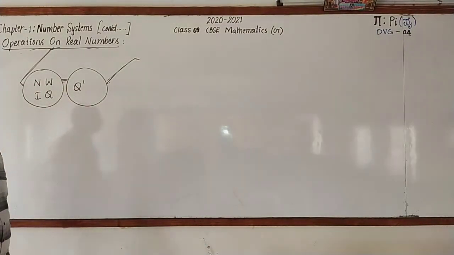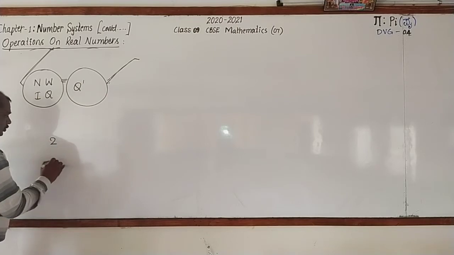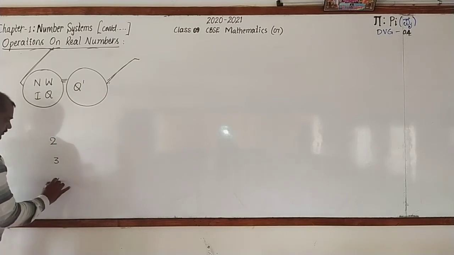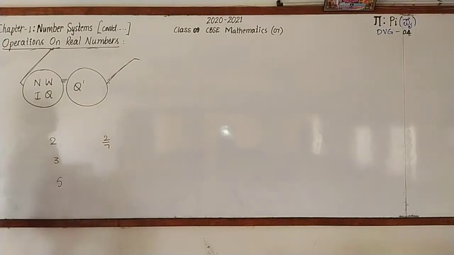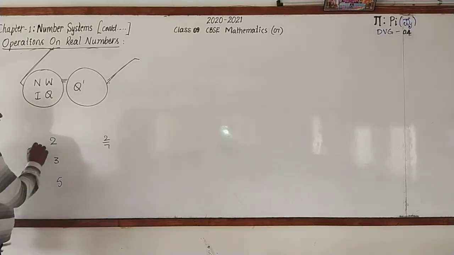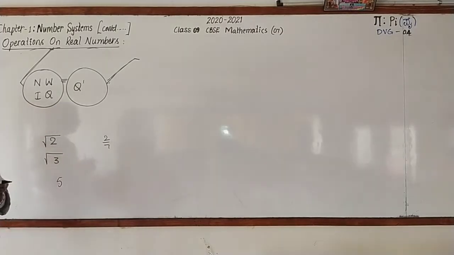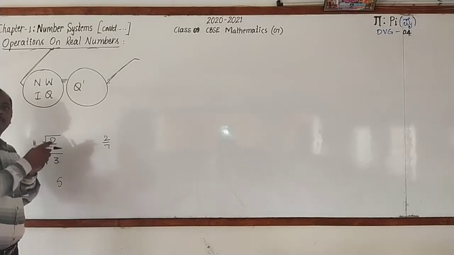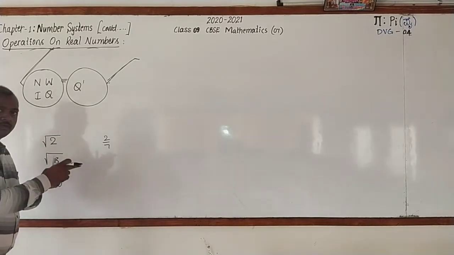Now I am going to introduce that. Observe it. Here I will write some numbers like 2, 3, 5, then 2 by 7. What are these? Are these rational or irrational? Yes, rational numbers. Now just observe these. What is the value of root 2? Is it possible to take this rational number out of the root? No. 3 from the root side?